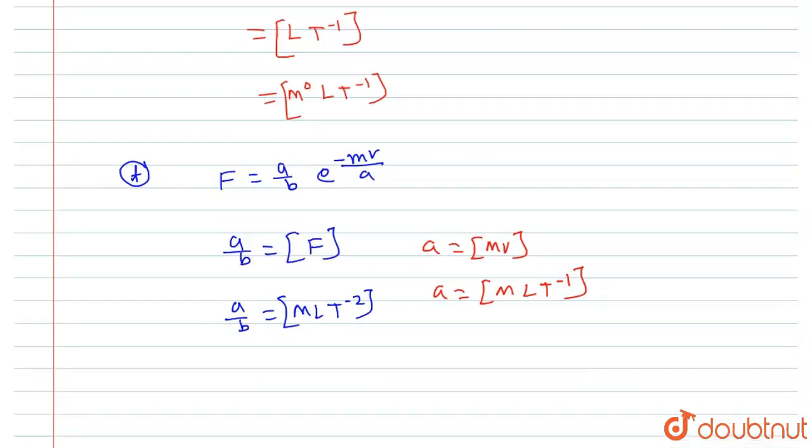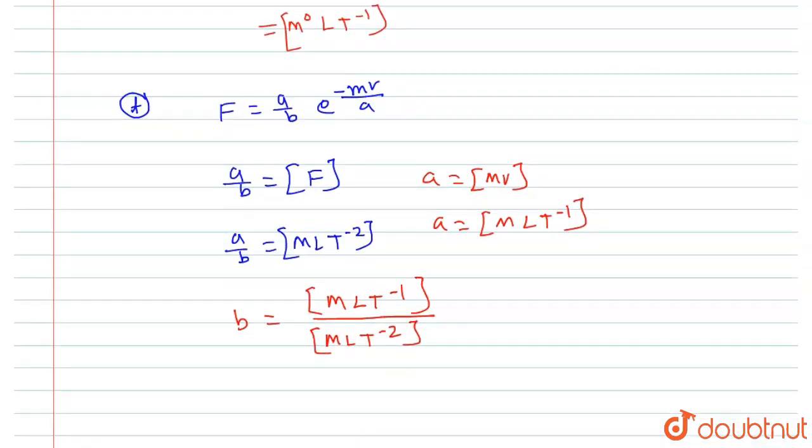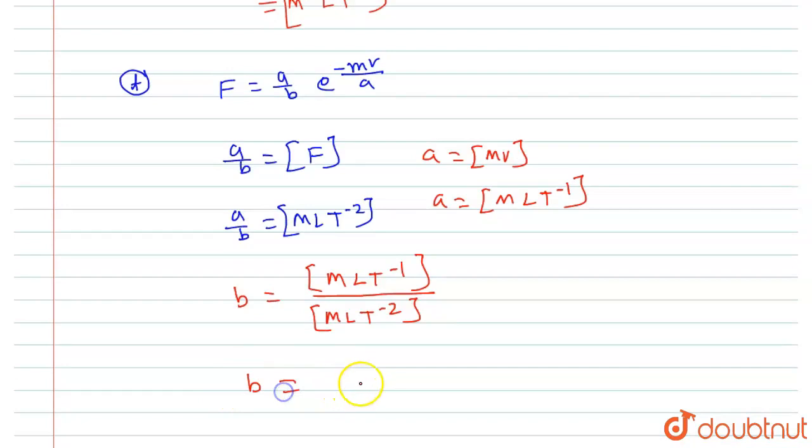Clear? Now we have to find the dimension of B. How can we find it? B is equal to A divided by this. So the dimension of A is M L T minus 1, divided by M L T minus 2. Clear? So from here, the dimension of B is equal to M0 L0 T minus 1.